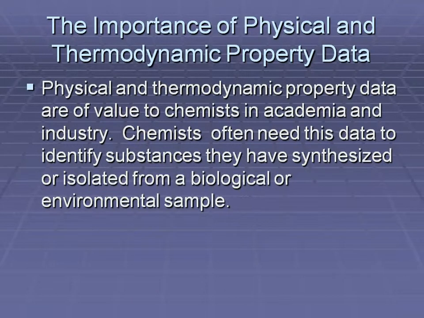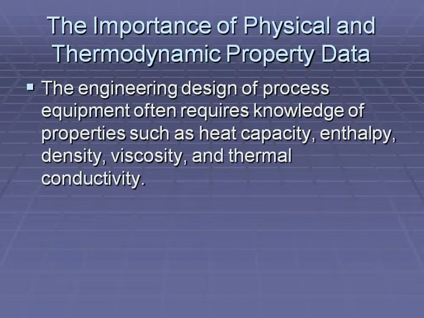Okay, so physical and thermodynamic property data are of value to chemists in academia and industry. Very often chemists will find a substance and need to identify it, and it's identified through the physical and thermodynamic properties. Then it's a match between what you found and what's in the literature. Engineers need to use physical and thermodynamic properties such as heat capacity, enthalpy, density, viscosity, and so on in designing processes. They need substances which have certain properties.